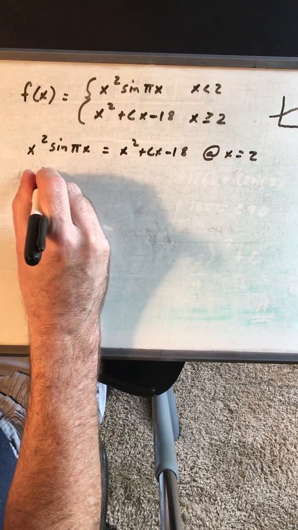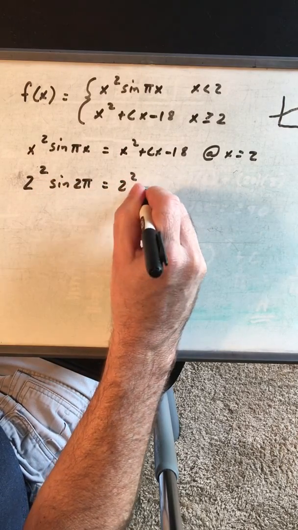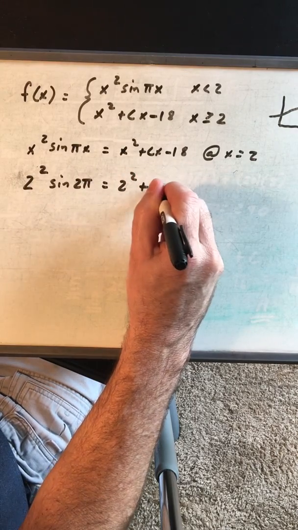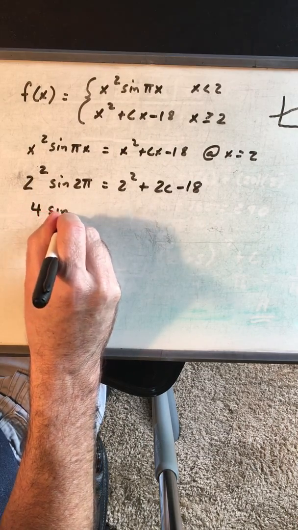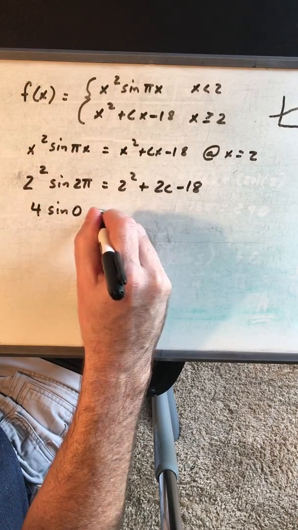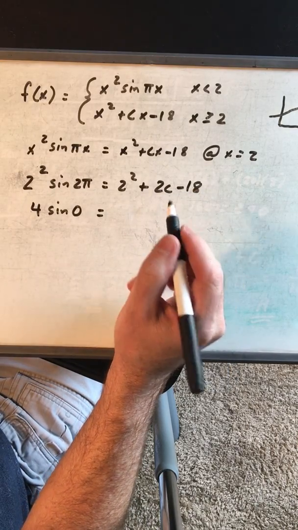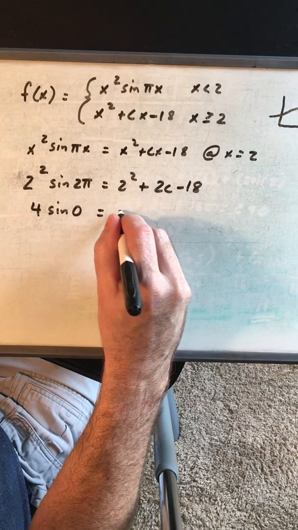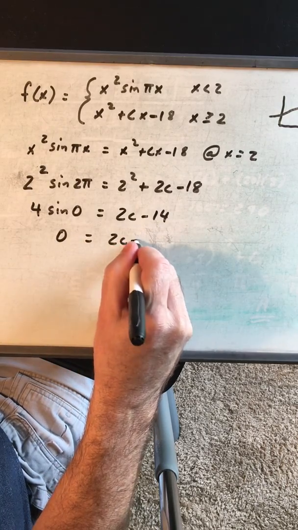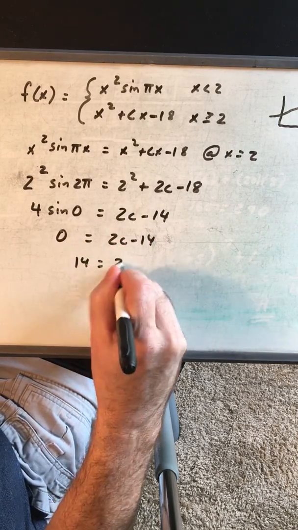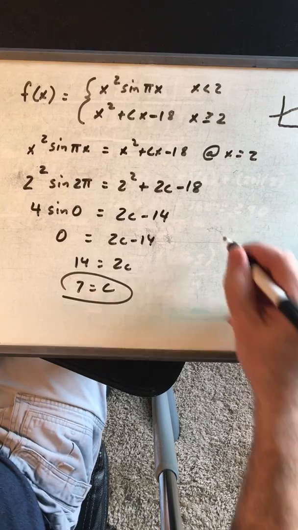Let's plug in 2. 2 squared sine of 2 pi is equal to 2 squared plus c times 2 minus 18. So that's 4. What's the sine of 2 pi? It is 0. That is equal to 4 minus 18, which is negative 14, so 2c minus 14. So we have 0 is equal to 2c minus 14. 14 is equal to 2c. 7 is equal to c. Let's see. That's B.